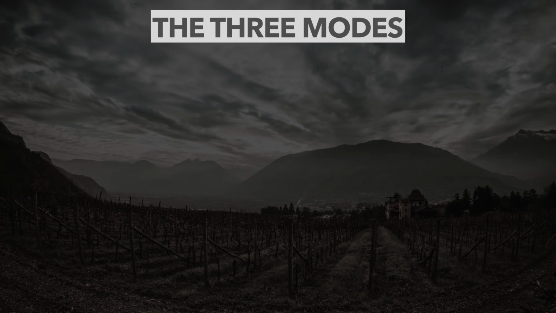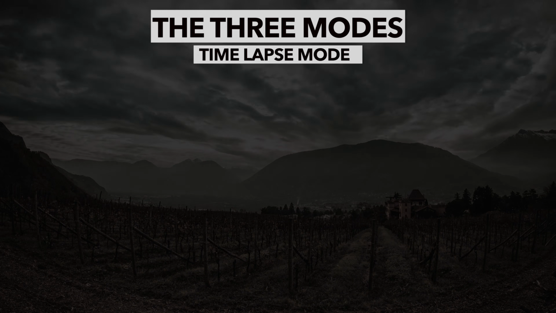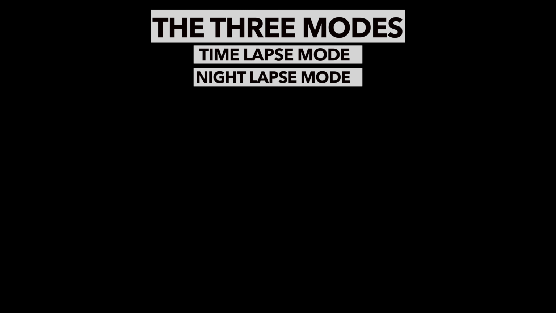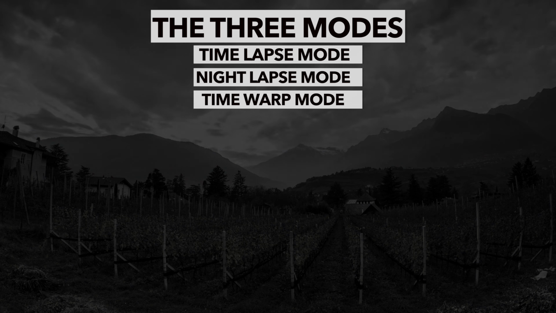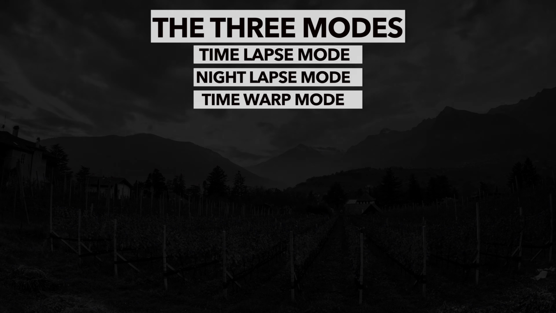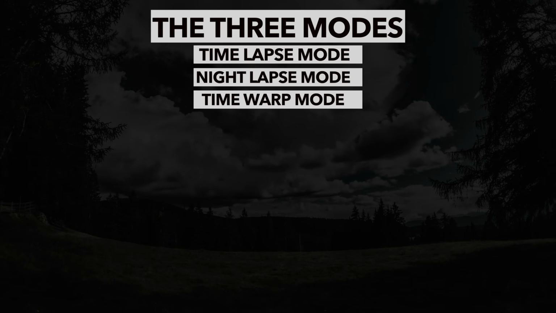So let's recap the most important information of this relatively long tutorial. The normal time-lapse mode is for daytime time-lapse shots. The night-lapse mode is optimized for low-light situations. The Timewarp mode, on the other hand, is intended for recordings in which you move with the camera. That means for a so-called hyperlapse.